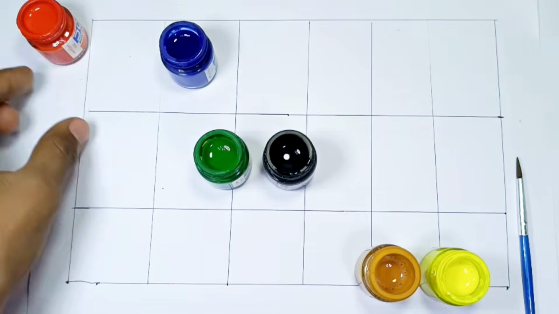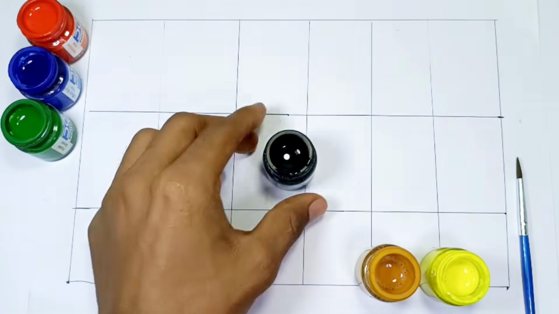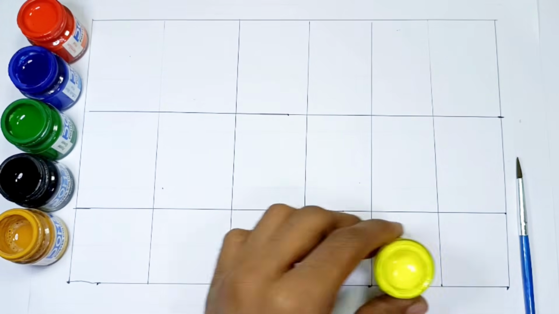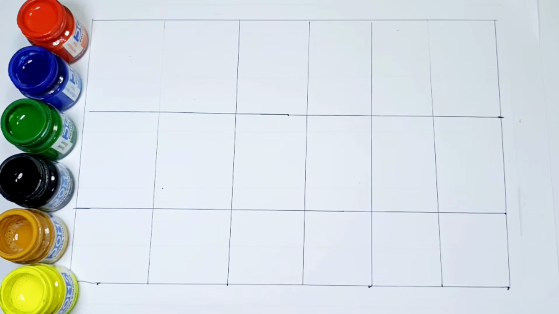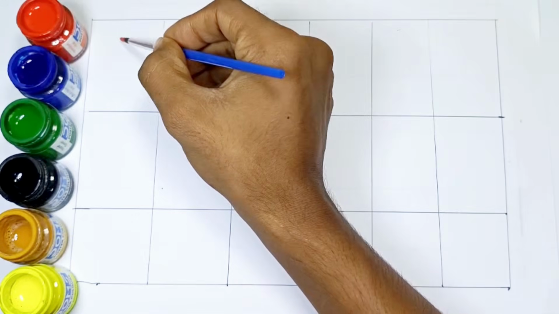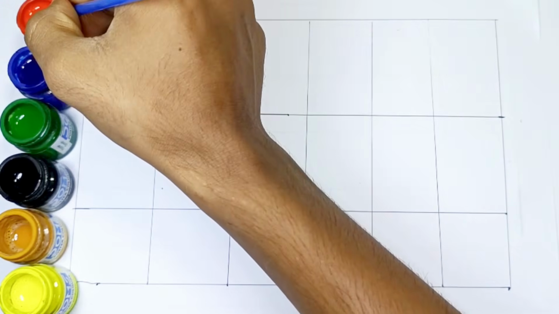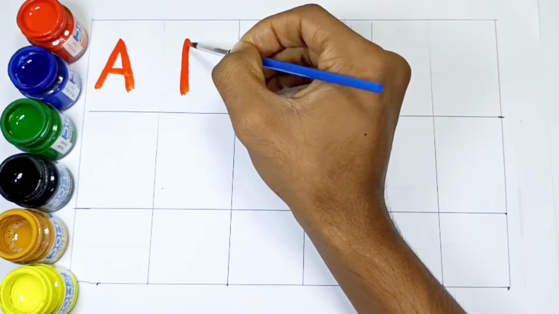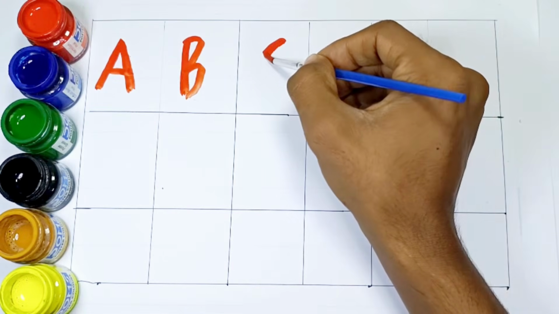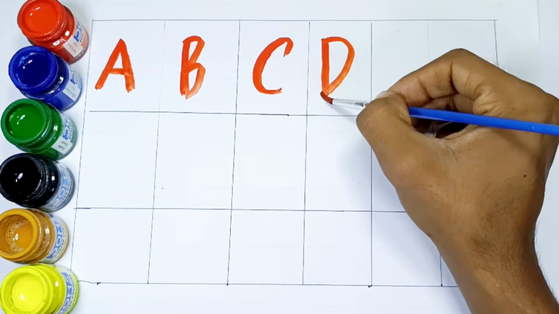And red color, blue color, green color, black color, yellow ochre color, and yellow color. So okay, it's now you draw A and use red color. A for apple. B for ball. C for cat. D for dog.